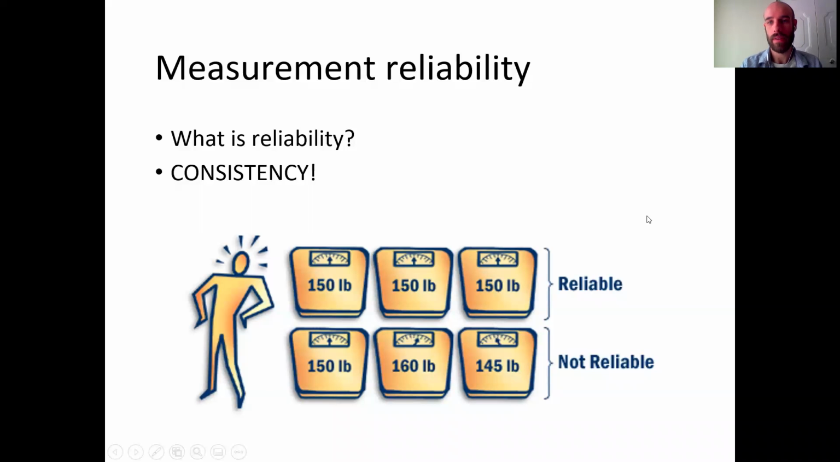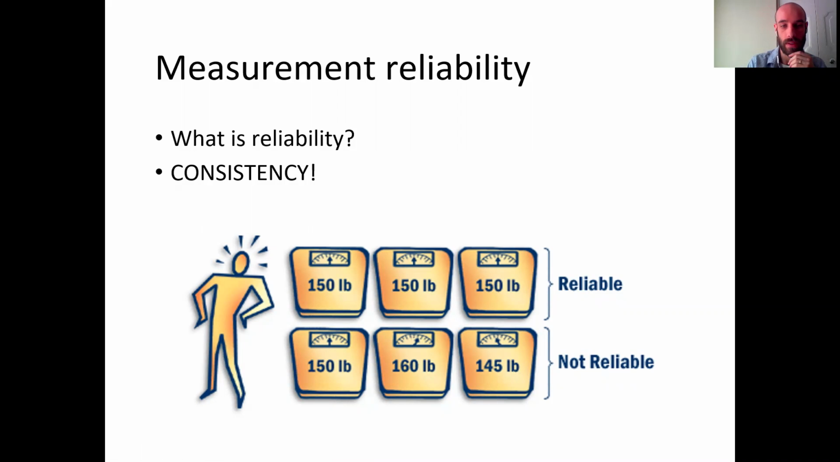All right, so we're going to start first with reliability. Reliability is really just about the consistency of your measurement. If you were to use the same measurement over and over again, do you get similar values if you have the same sample?